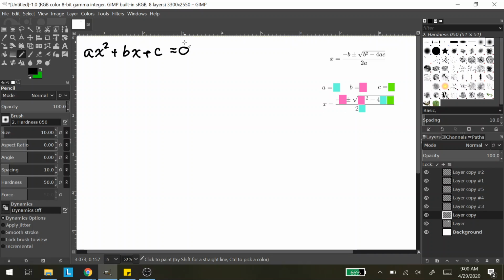So what we're looking at here is we've got ax squared plus bx plus c equals 0. The important thing is it has a squared term, and the x squared is your largest power. So this is called the degree, whatever the highest power is. So the degree of this equation is 2, which makes this a quadratic.